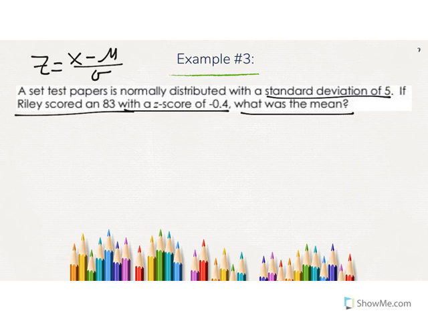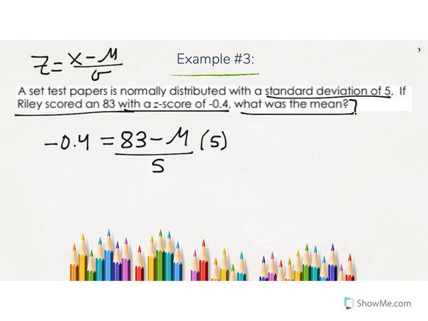So again, I'm going to use my z-score formula and plug in the values I actually have. I have a z-score of negative 0.4. I'm going to set that equal to my data value, which was her score of 83, subtracted from the mean, which I don't know. This is my question mark. And then I'm going to divide it by my standard deviation of 5.